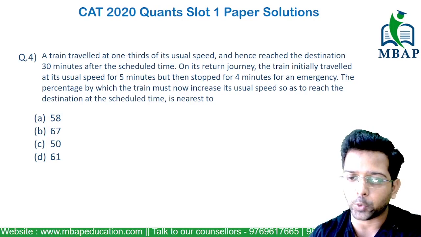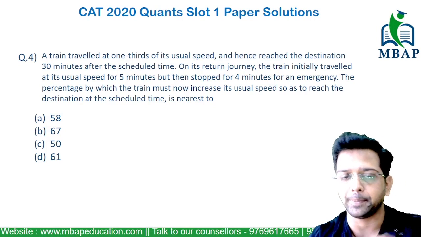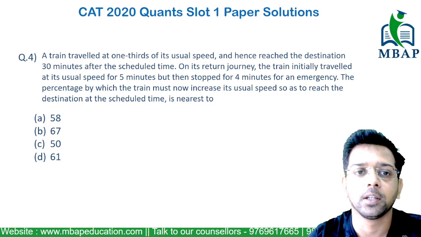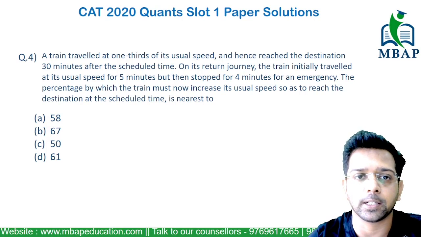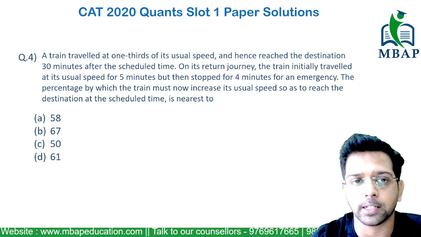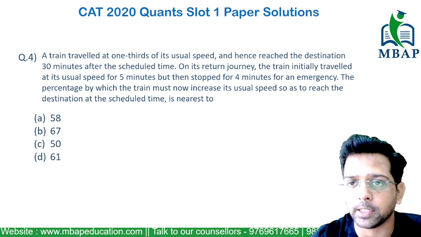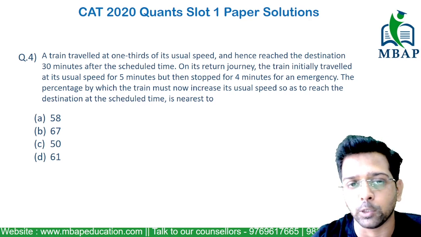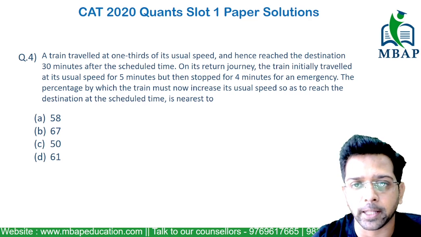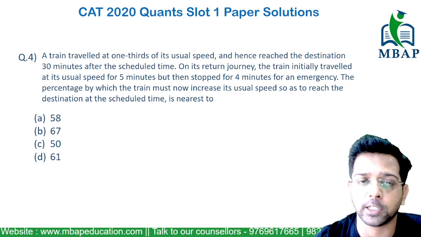I hope all of you have understood and solved the question well. Now let's take the next question, which came on the topic of time, speed and distance. A wonderful question. Read the question well. The question says, a train traveled at 1/3 of its usual speed and hence reached the destination 30 minutes after the scheduled time. On its return journey, the train initially traveled at its usual speed for 5 minutes, then stopped for 4 minutes for an emergency. The percentage by which the train must now increase its usual speed so as to reach the destination at the scheduled time.